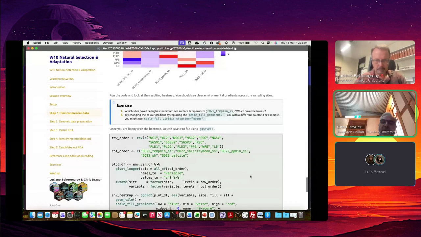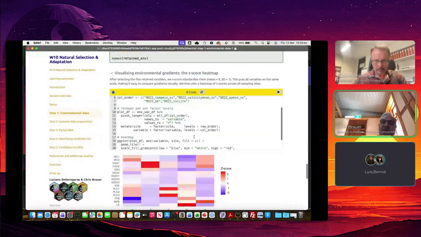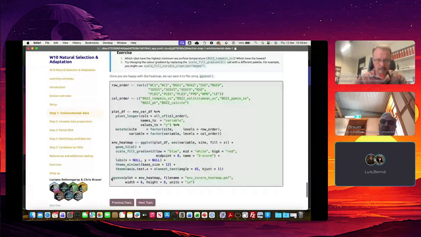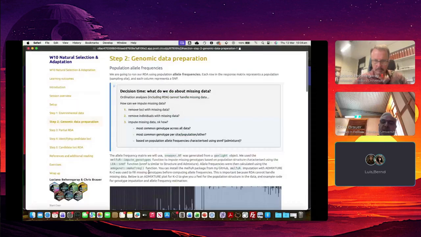There are a couple of exercises there just to get you thinking about the data, and then you can change the code with colors and however you want to format your heat map. This is just an example. There's also some code about saving it to a PDF file, so you can remove it from your R session and have it later on as a figure.